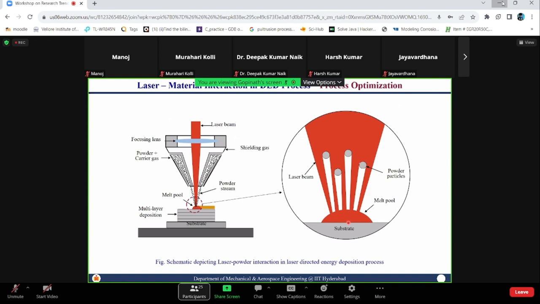And your laser is also light. Light amplification by stimulated emission of radiation. That is what laser is. So this laser energy will not be able to reach this shadowed region. So essentially then what will happen? This is one bead. The other bead will come here. So here there will be a porosity left, what we call inter-run porosity.